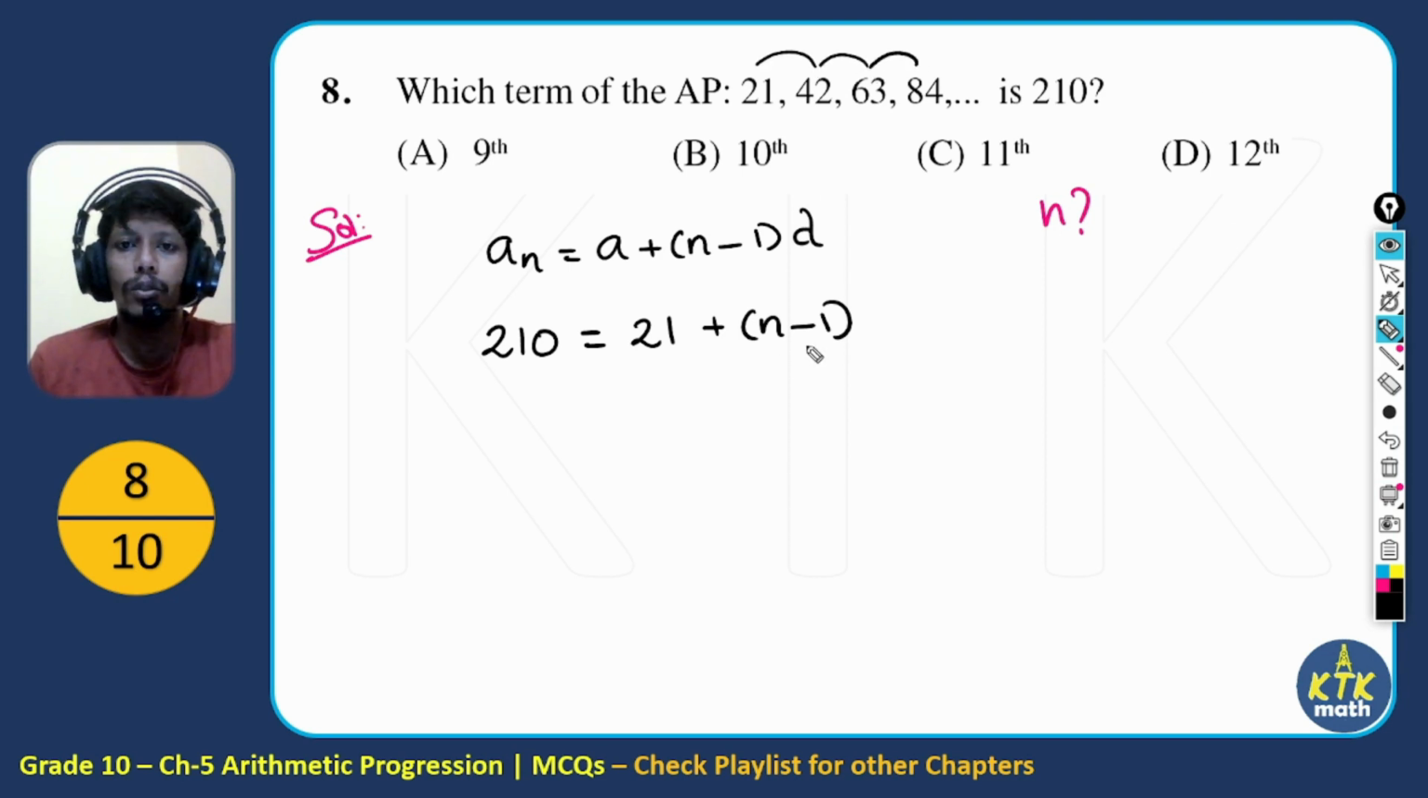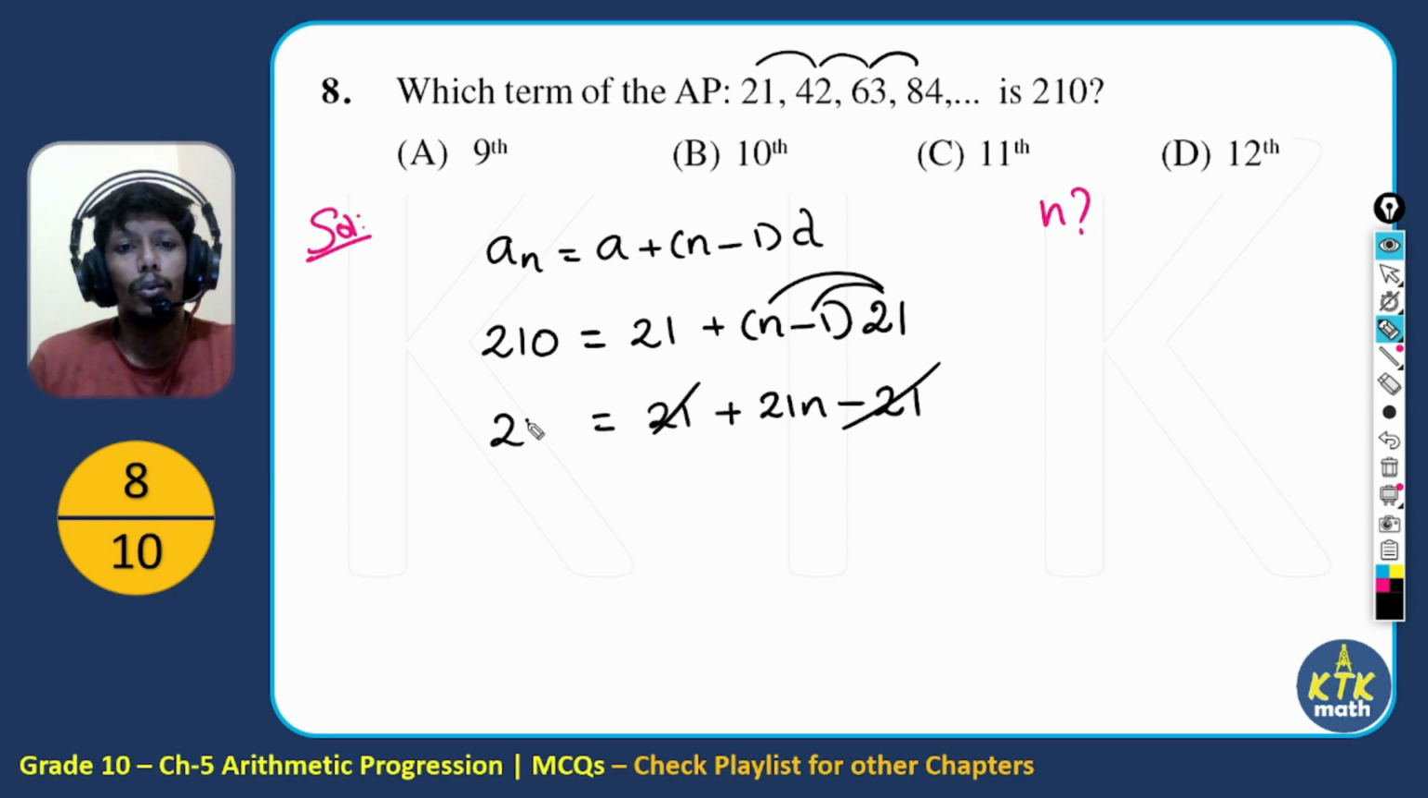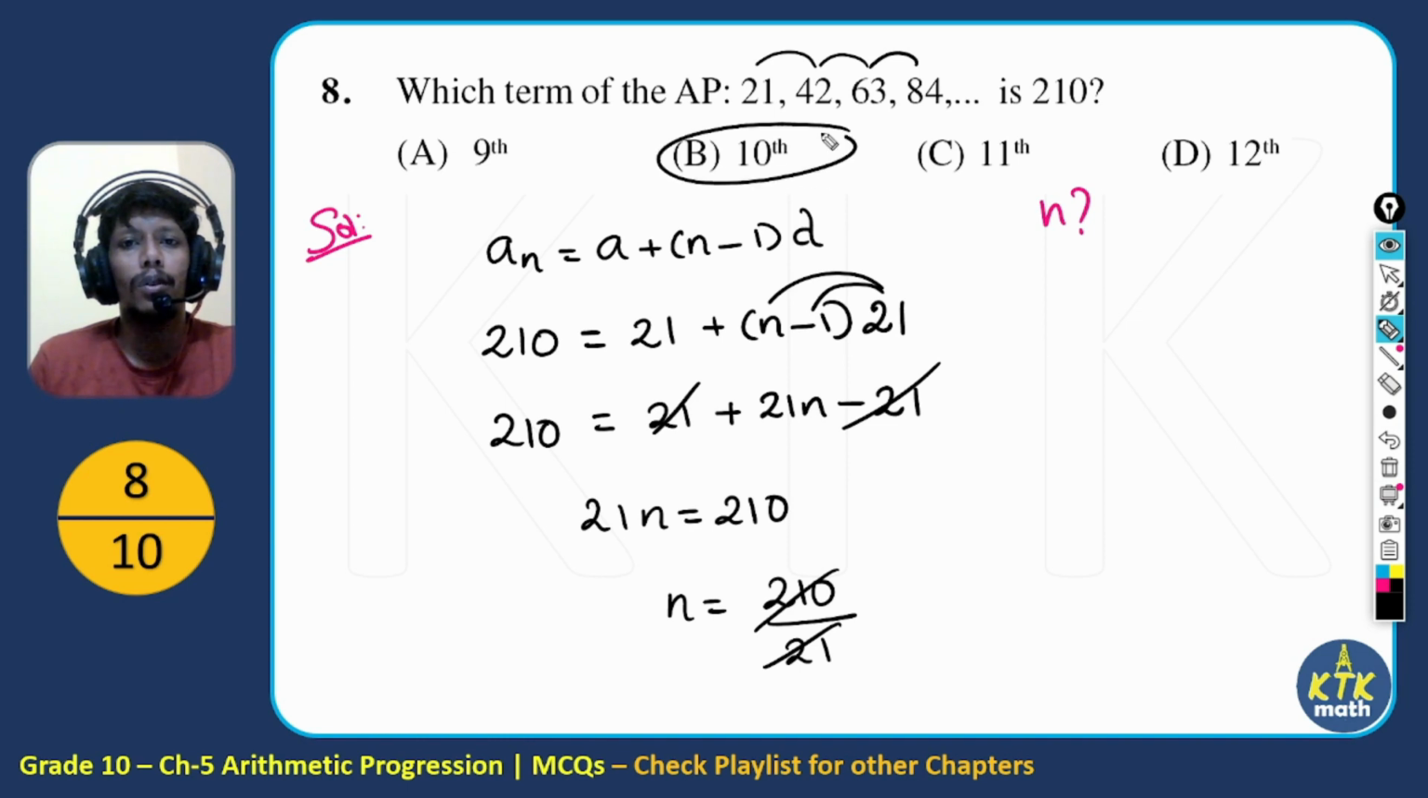42 minus 21 is 21 only, no? You can keep it as it is. Now 21 plus, you multiply this inside, 21n minus 21. So 21 and 21 got cancelled. So you are getting 21n is equals to 210. So n is equals to 210 over 21. This comes exactly 10 times. So 10th value. Okay, so 10th value is 210 there.